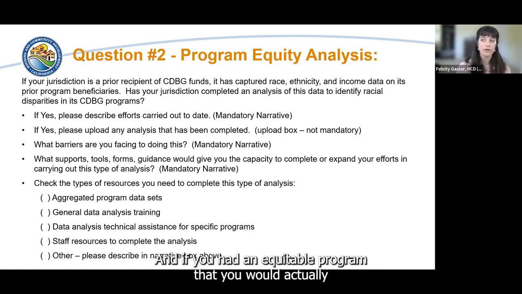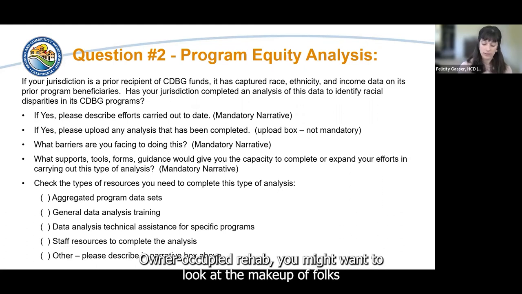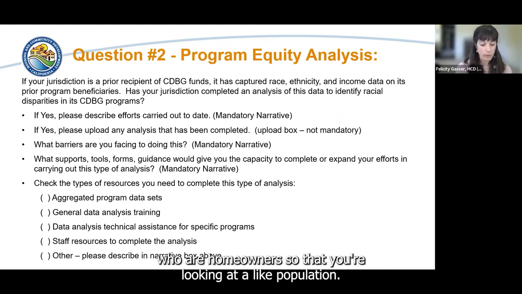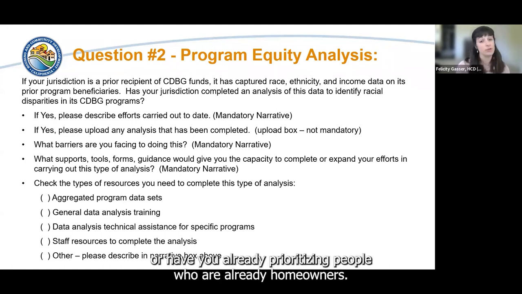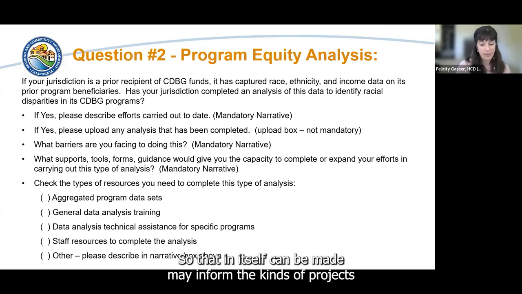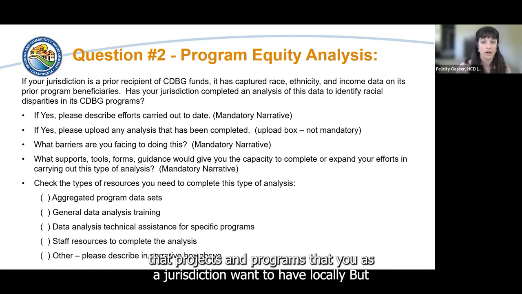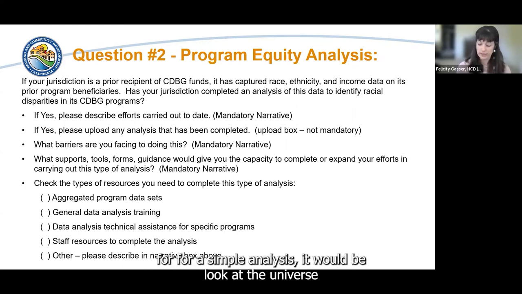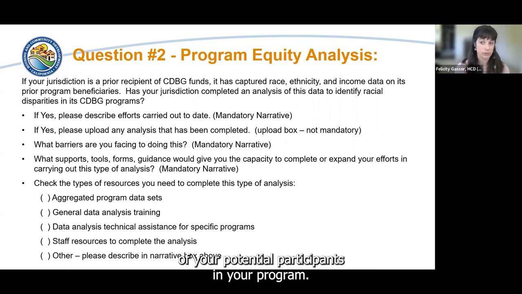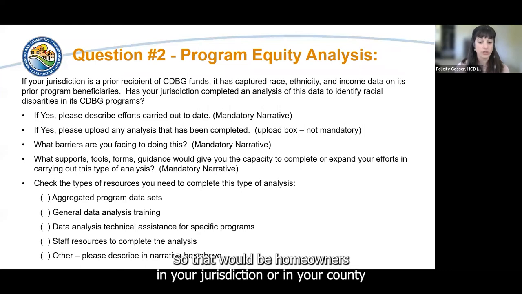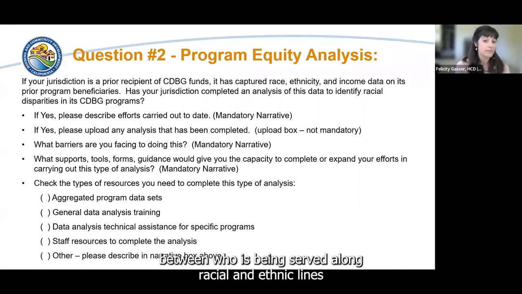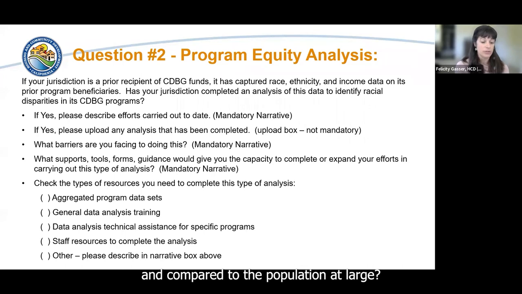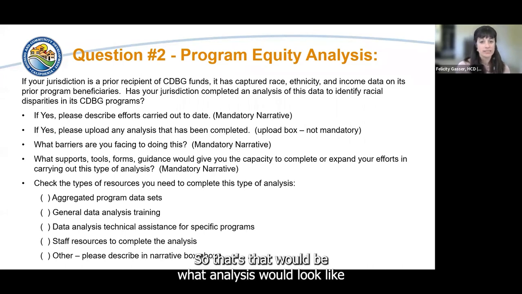If you had an equitable program and were looking at owner-occupied rehab, you might want to look at the makeup of folks who are homeowners, so that you're looking at a like population. You probably also want to look at who's not a homeowner, because that may be very different. By the nature of having an owner-occupied rehab program, you're already prioritizing people who are already homeowners. That in and of itself may inform the kinds of projects and programs you want to have locally. But for a simple analysis, look at the universe of your potential participants: homeowners in your jurisdiction, or in your county if your jurisdiction is too small to have the data. Then identify from your program whether there is a disparity between who's being served along racial and ethnic lines compared to the population at large. That is what an analysis would look like.